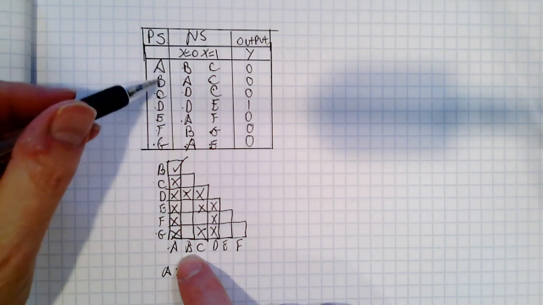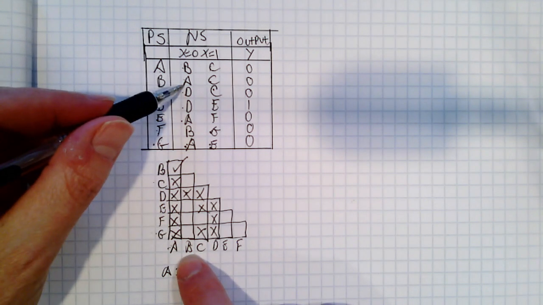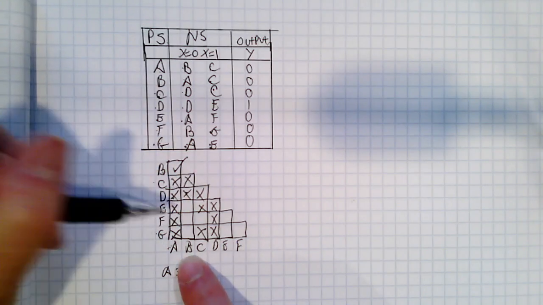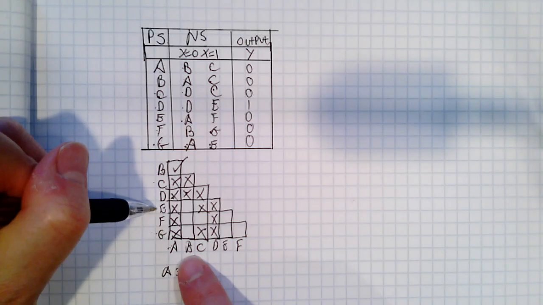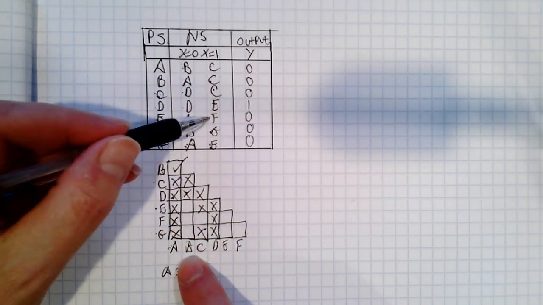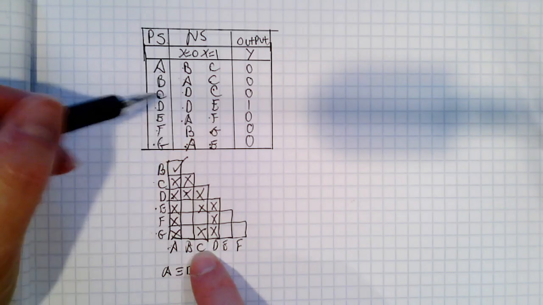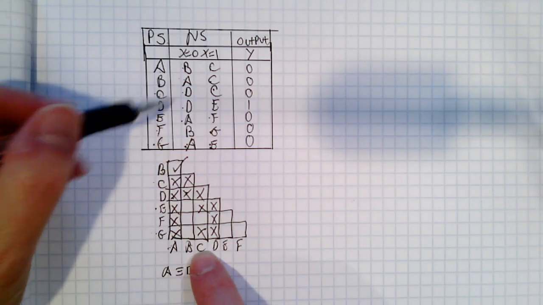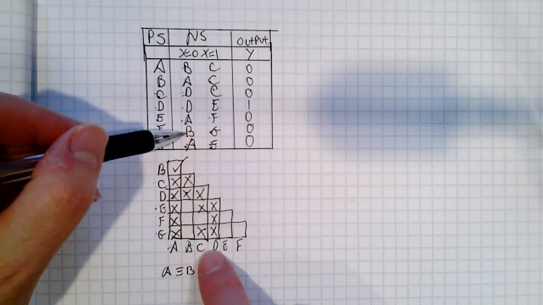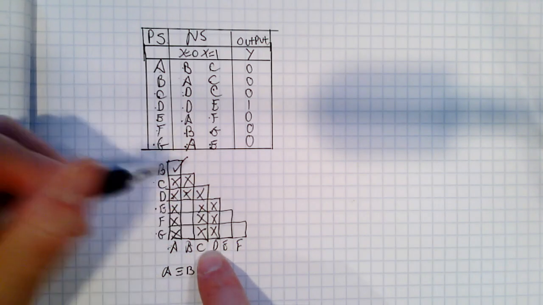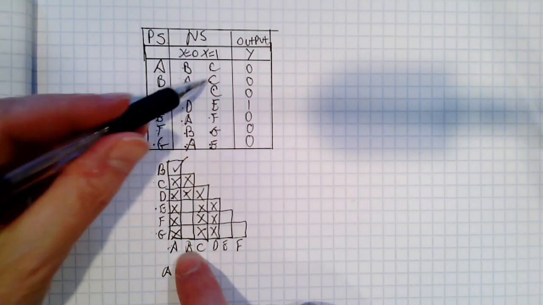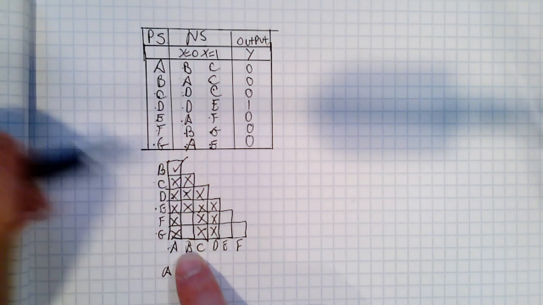B is equivalent to C if A is equivalent to D, and it is not, because we got an X there. And B is equivalent to E if A is equivalent to A, that's good, and if C is equivalent to F. We know about C and F, so let's go to C and F. C is equivalent to F if D is equivalent to B, and it isn't. So C is not equivalent to F, and now if we go to BE, B is equivalent to E if A is equivalent to A, and C is equivalent to F. C is not equivalent to F, so that's not equivalent.